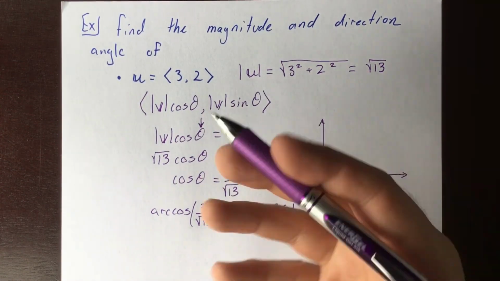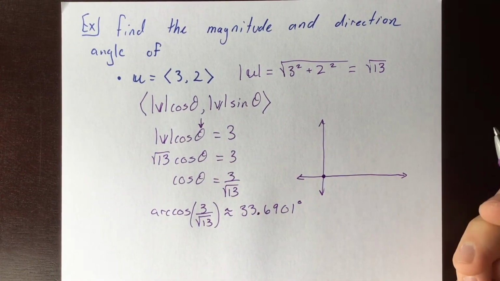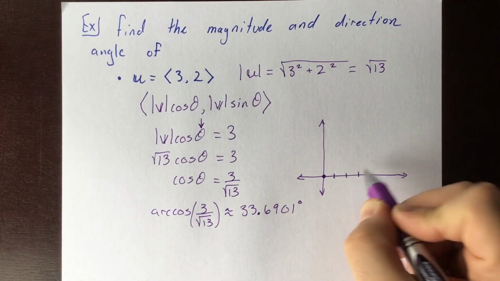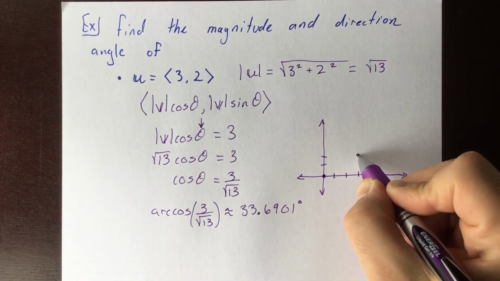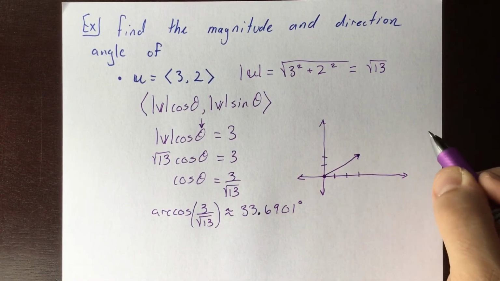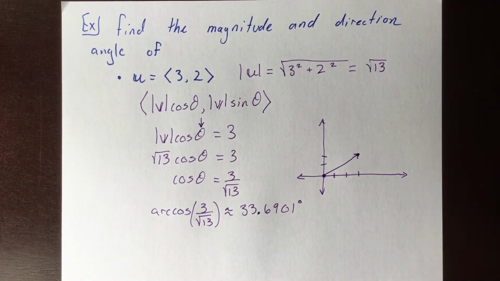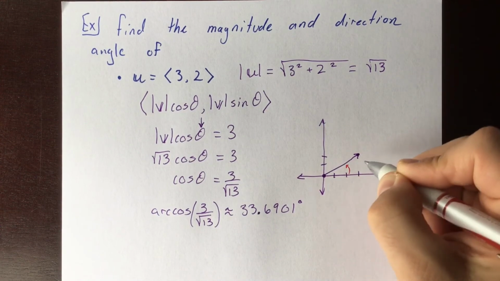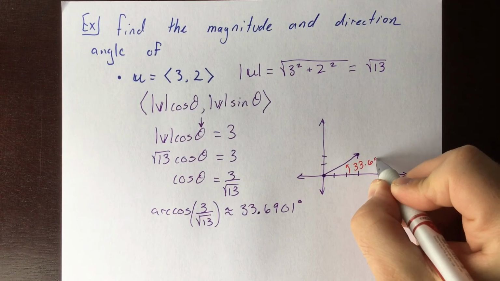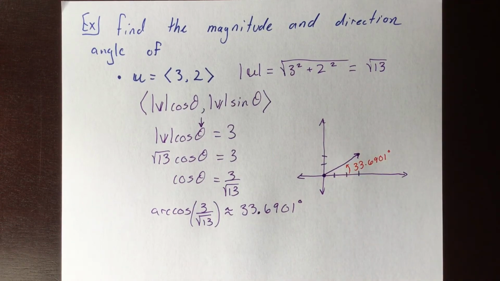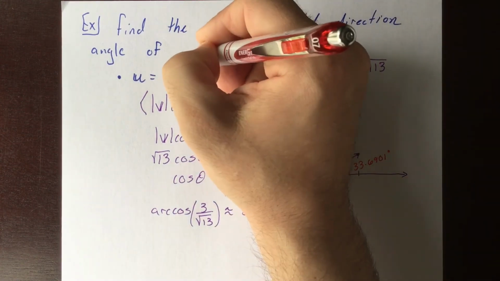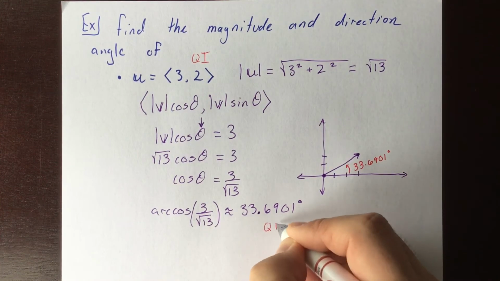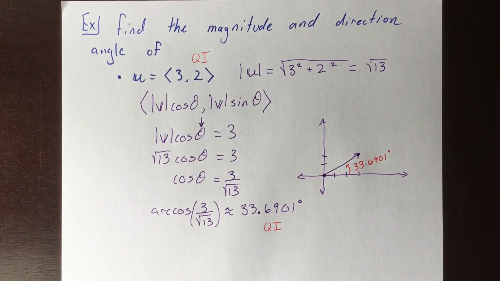So our vector, we could assume it's from the origin, 0, 0, going out to 3, 2. So, does it make sense to us that this angle measure is 33.6901? It should make sense. Why? Because our vector is in quadrant 1, hence our angle that we get is in quadrant 1, so that's good.